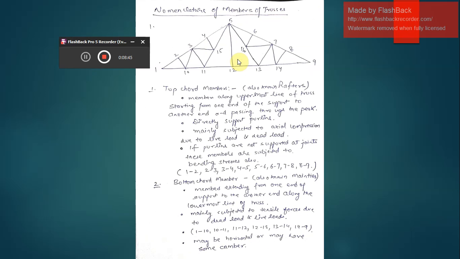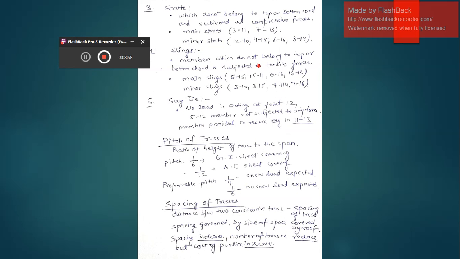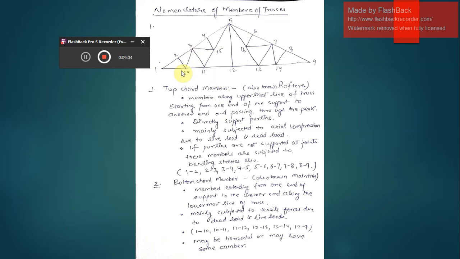Now comes the main slings, which carry tension forces: 5 to 15, 15 to 11, 5 to 16, 16 to 13. These are the main slings. And now we will go for the minor slings, that is 3 to 10, 3 to 15, 7 to 16 and 7 to 14. These are the minor slings.